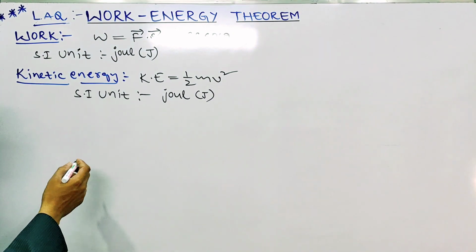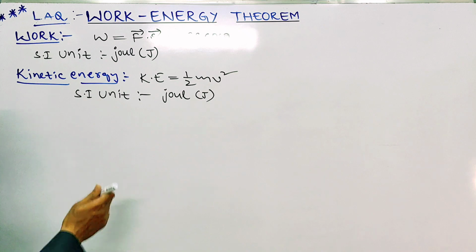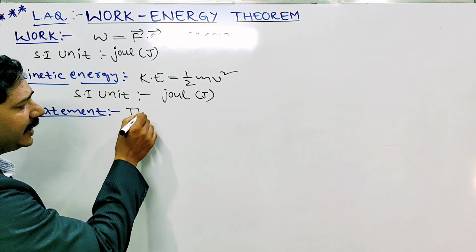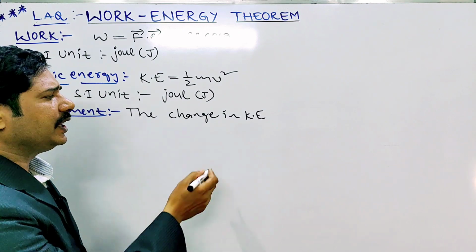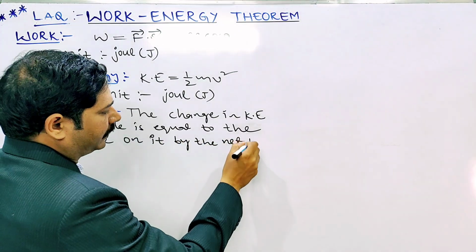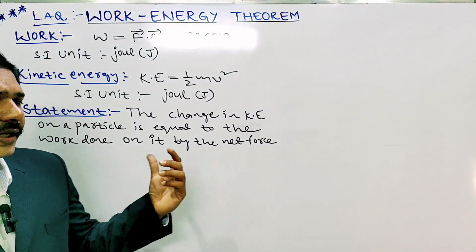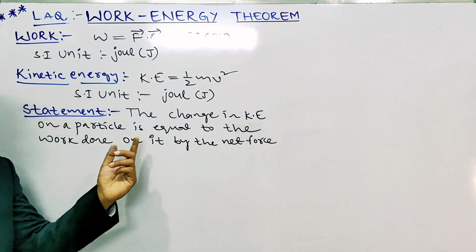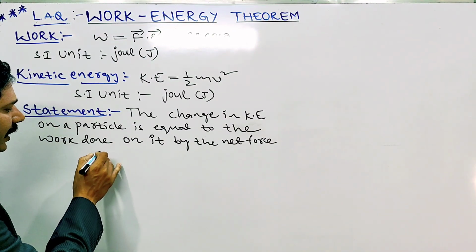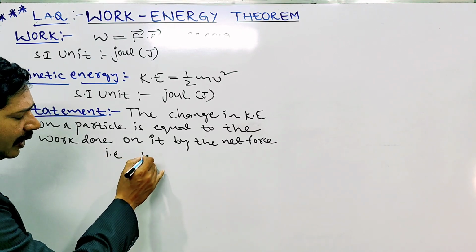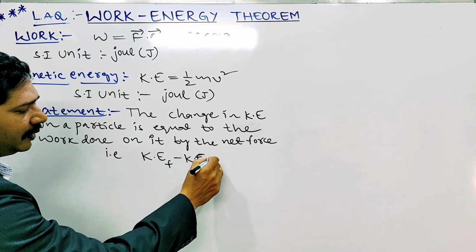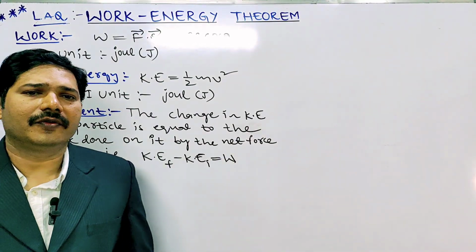Now, what is the work energy theorem? Highlight the statement. The statement of the work energy theorem: the change in kinetic energy of a particle is equal to the work done on it by the net force. According to this definition, we can write the formula: the change in kinetic energy, kinetic energy final minus kinetic energy initial, is equal to W. This equation we now have to prove.